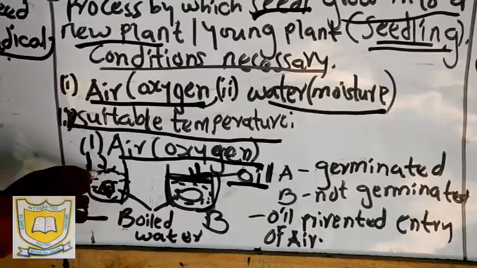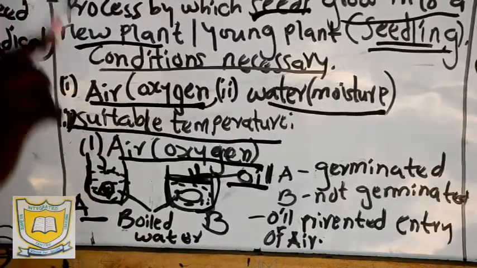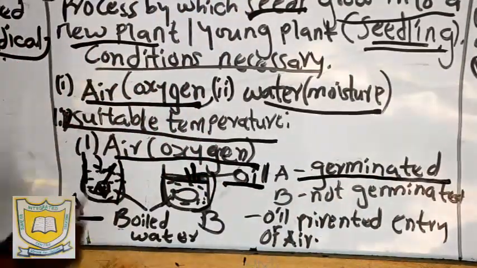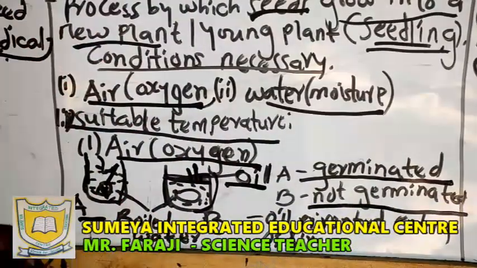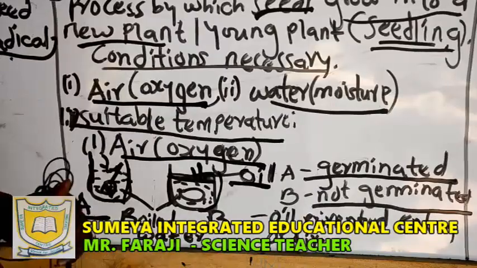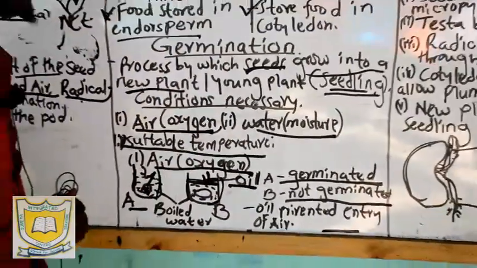Because in container A we have air, you will find out that the observation will be successful germination. This seed will germinate. But in container B there will be no germination, because we did not allow the entry of oxygen. That is all about how to investigate air or oxygen.